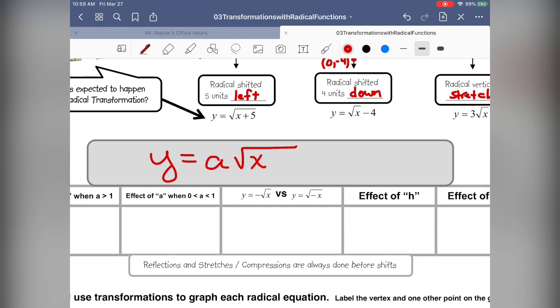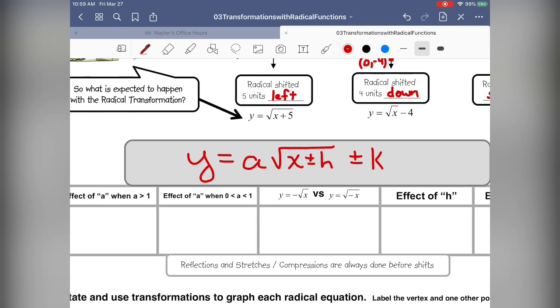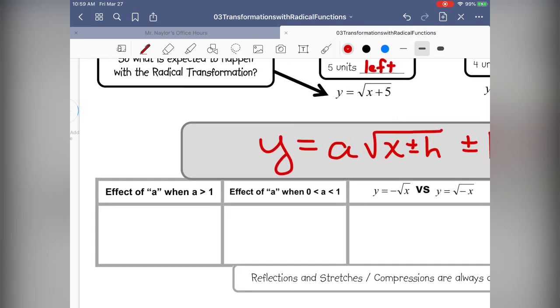Then we'd have an x plus or minus some value. We'll usually call that h under the square root. And then a number at the end or on the outside, plus or minus k. And what we want to remember is that each of these numbers is doing something different. It's doing a different transformation. Now, the good news is these transformations are all the same as what you've already learned.